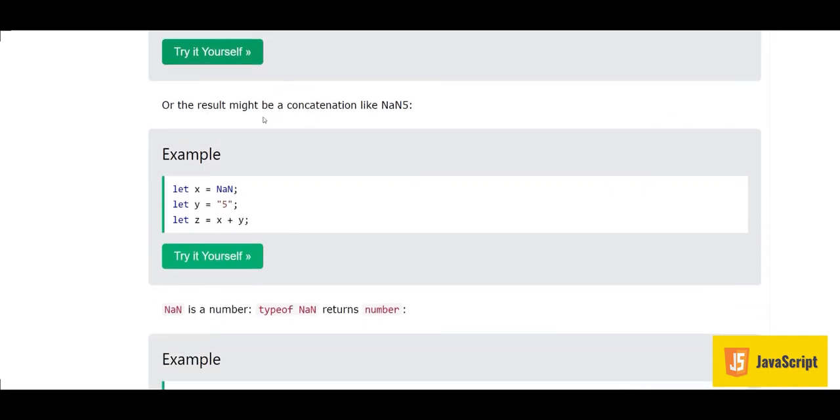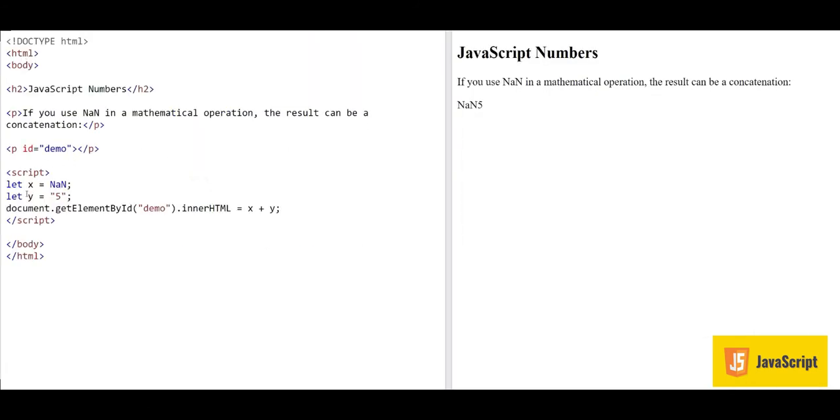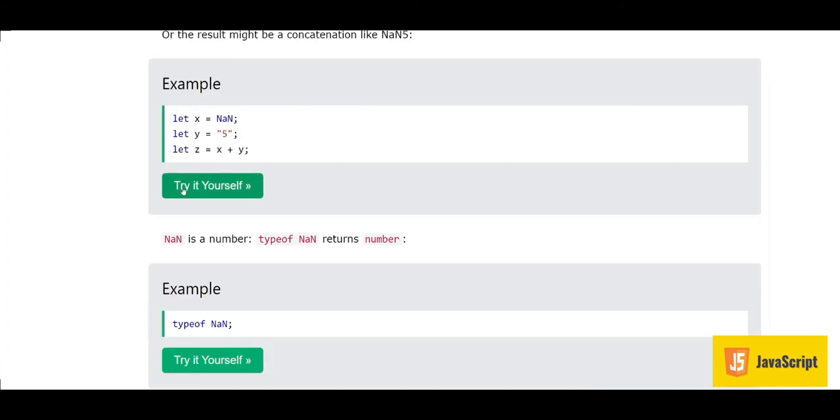Or the result might be a concatenation like NaN5. In this example, we have two variables, x is NaN and y is a string. As you know, this operation will be calculated from left to right, and x is NaN, and then concatenation happens with 5, so the answer is NaN5.